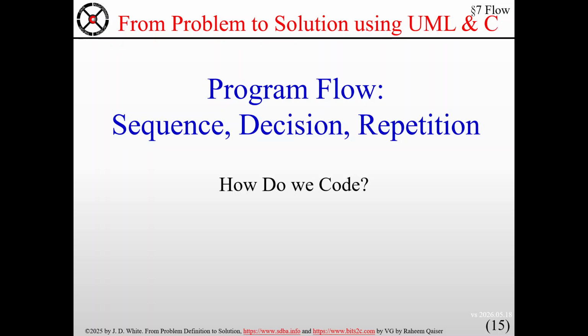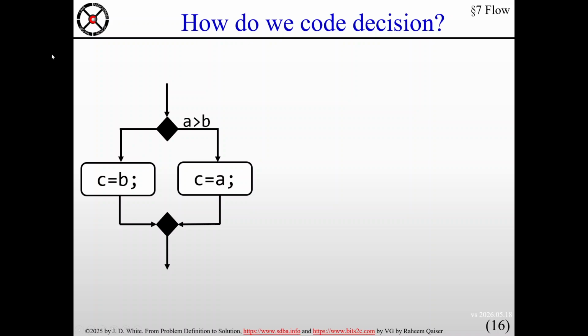Okay, so given that we need these things, how do we code? How do we code a decision? For example, with this little construct, I have 3 variables: A, B, and I want to set C. What is this code doing? It's selecting the bigger number, right? If A is greater than B, C will be equal to A. Otherwise, C will be equal to B. I've selected the larger number. So I'm selecting a number in this code.